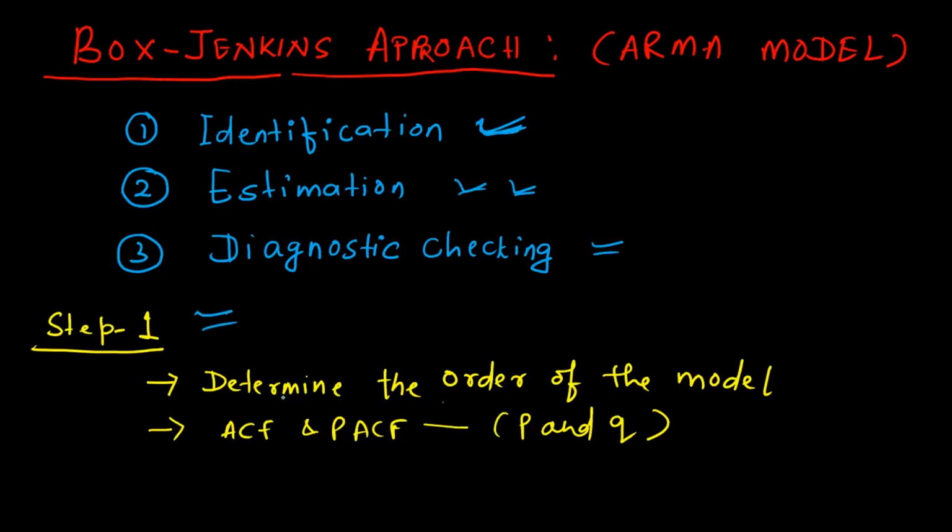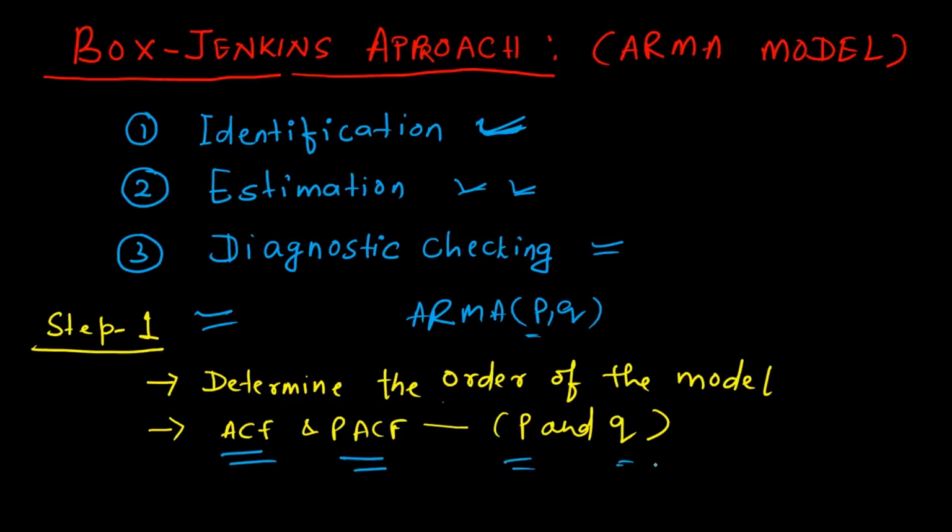In the first step, what you do is determine the order of the model. Let's say we are trying to build an ARMA model. So we've got two parameters here, right? P and Q, the AR component and the MA component. What are the orders of these components, AR and MA? In the first step, one is supposed to plot the ACF and the PACF to find out the P and Q.